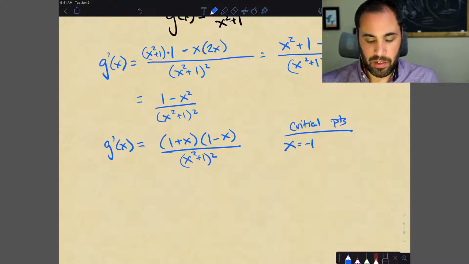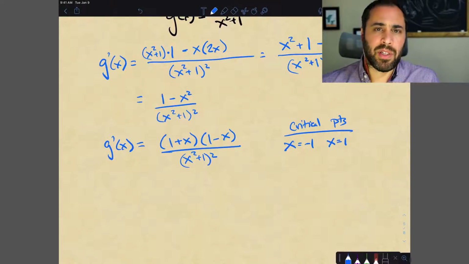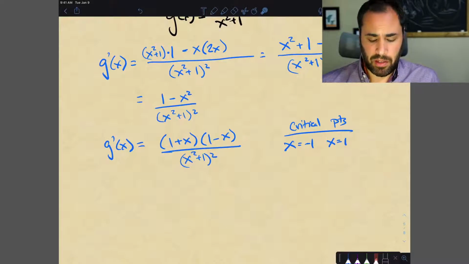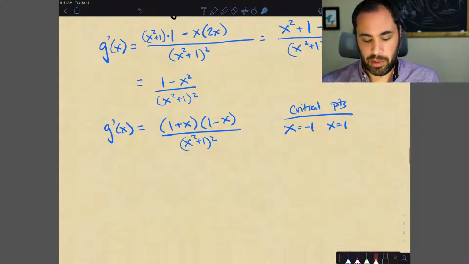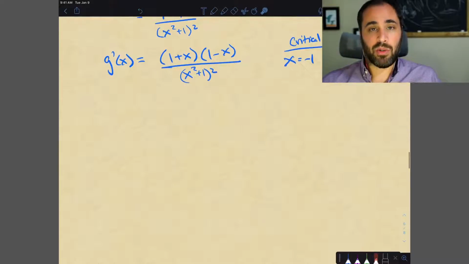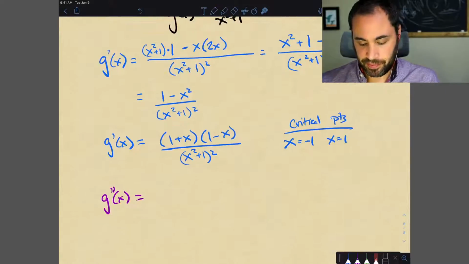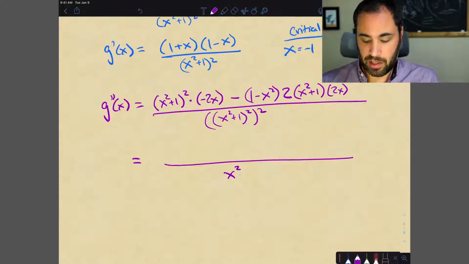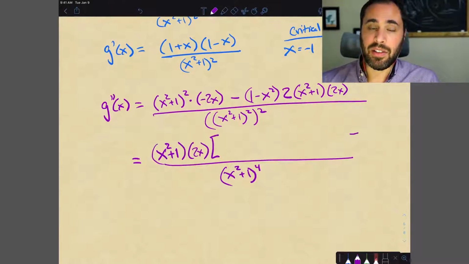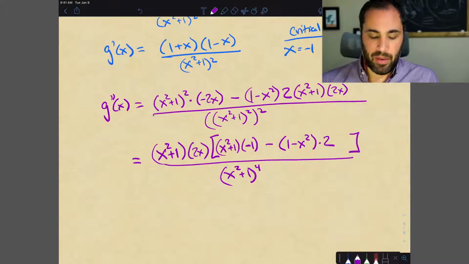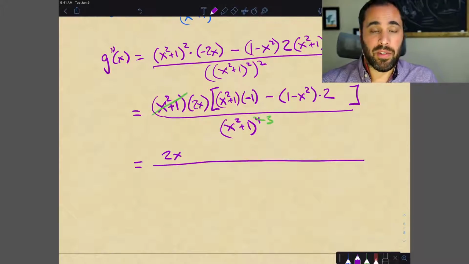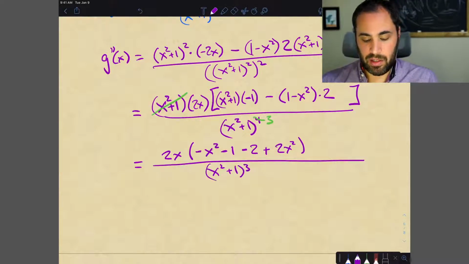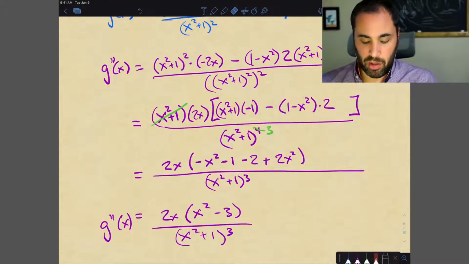And to find the second derivative, well, I won't use the factored version because we would need to use the product rule to take the derivative of that. But this other one, 1 minus x squared over x squared plus 1 whole quantity squared, I'll use the quotient rule here. I'll carefully take the derivatives, I'll factor and cancel and factor, and we see that the second derivative of g is 2x times x squared minus 3 all over x squared plus 1 cubed.